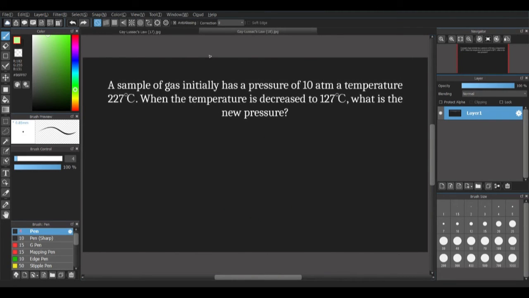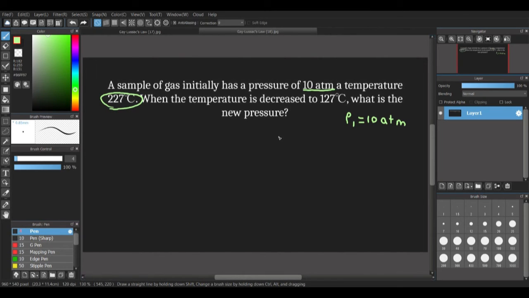For our second example, we are told that a sample of gas initially has a pressure of 10 atmospheres at a temperature of 227 degrees Celsius. When the temperature is decreased to 127 degrees Celsius, what is the new pressure? So we're going to start by writing our givens. We're told that our initial pressure is equal to 10 atmospheres. We are also told that our initial temperature is 227 degrees Celsius.